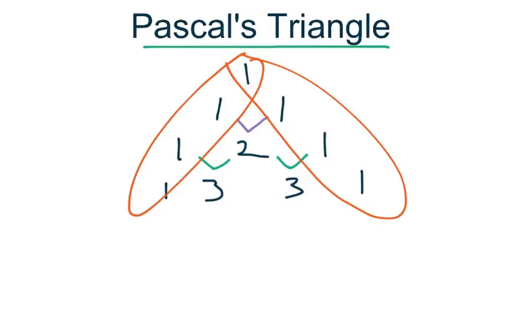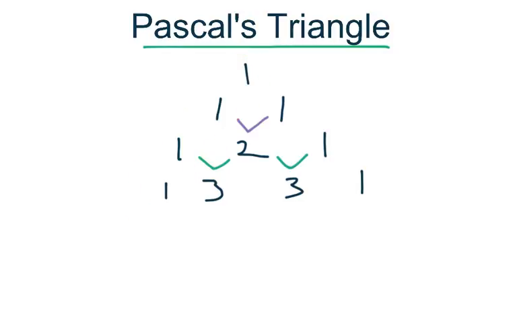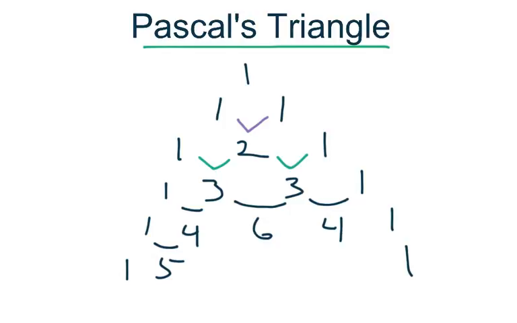Let's do a couple more rows here. So the next row would be 1 at the beginning, 1 at the end. And then notice 1 and 3 makes 4, 3 and 3 makes 6, 3 and 1 makes 4. And we'll do one more row real quick. So the next row would begin with 1, end with 1. And then 1 and 4 is 5. 4 and 6 is 10. 6 and 4 is 10. 4 and 1 is 5. Okay? And that's basically Pascal's triangle.